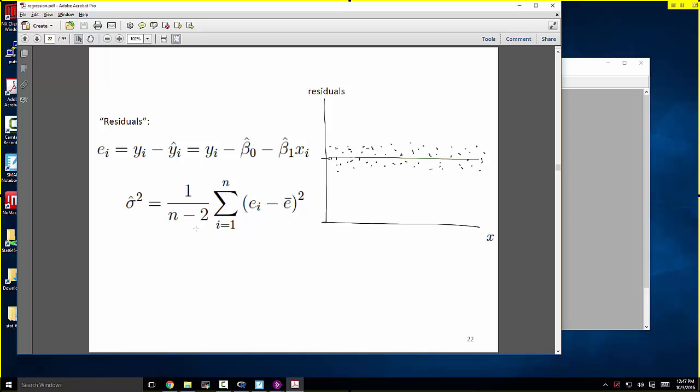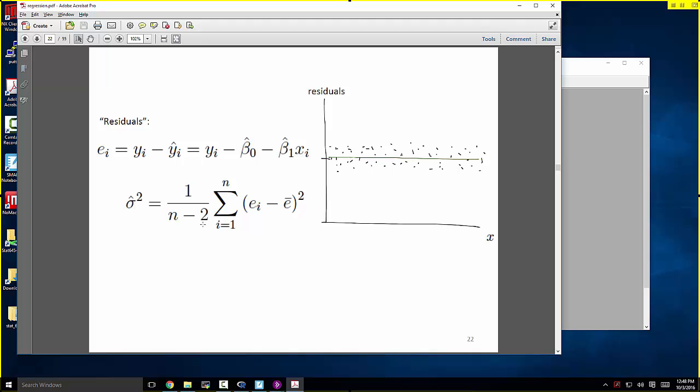We divide by n minus 2 instead of n minus 1 in the regression context. And the reason we divide by n minus 2 is because we had to estimate 2 parameters to get these residuals. So by estimating 2 parameters, you lose 2 degrees of freedom.